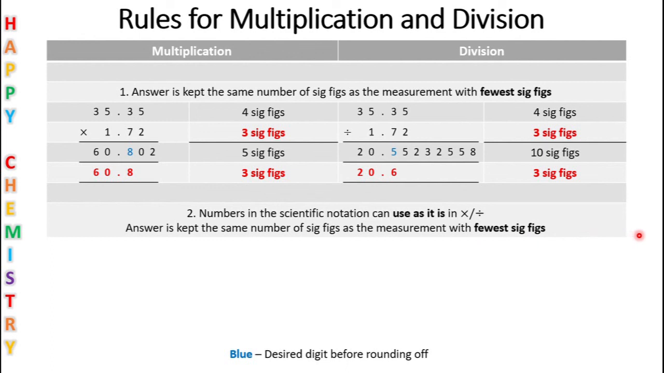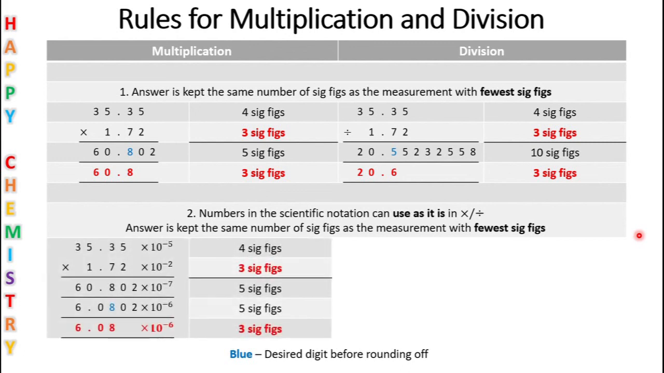Let's look at an example for the multiplication. 35.35 into 10 to the power minus 5 is multiplied by 1.72 into 10 to the power minus 2. Here we can separately multiply the number and the exponent. 35.35 multiplied by 1.72 is 60.802. 10 to the power minus 5 multiplied by 10 to the power minus 2 is 10 to the power minus 7.